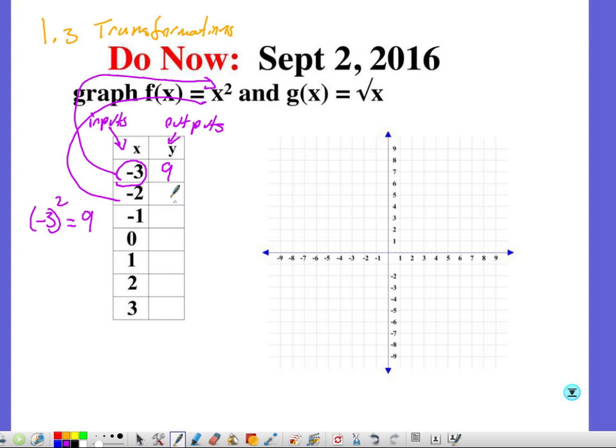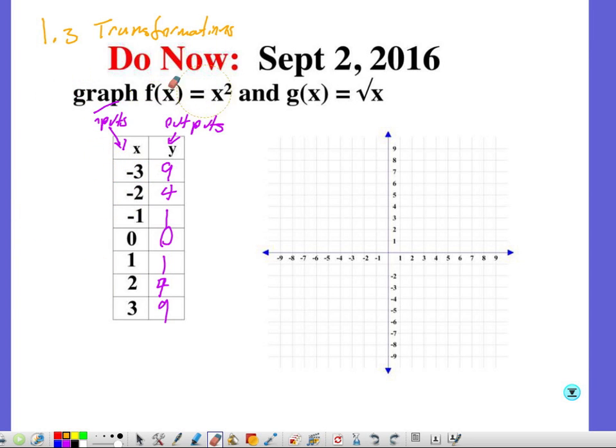You input it for x, -2 squared is 4, and you keep going down your list of inputs and get the corresponding output. So -1 squared is 1, 0 squared is 0, 1 squared is 1, 2 squared is 4, and 3 squared is 9. Now, what we can do with this table that is now complete, we can go ahead and look at the ordered pairs, and these are basically xy coordinates.